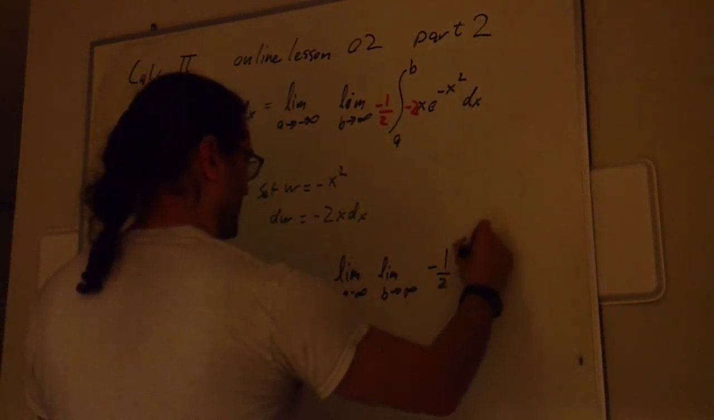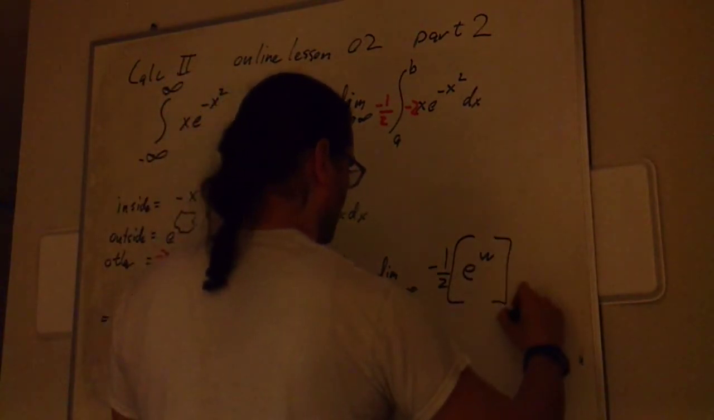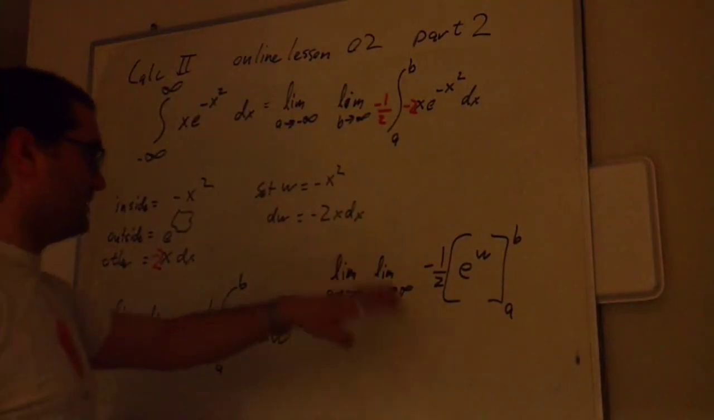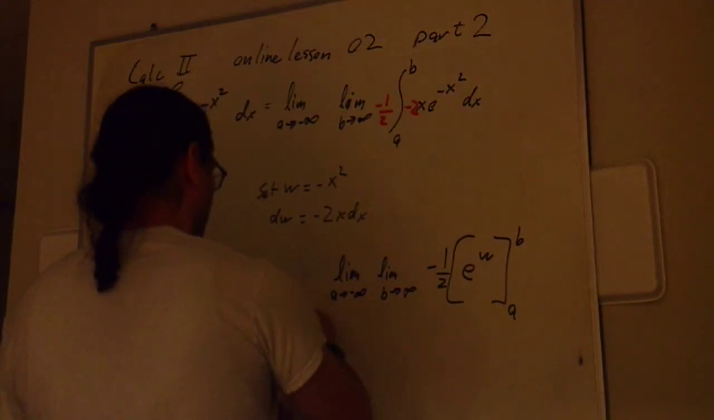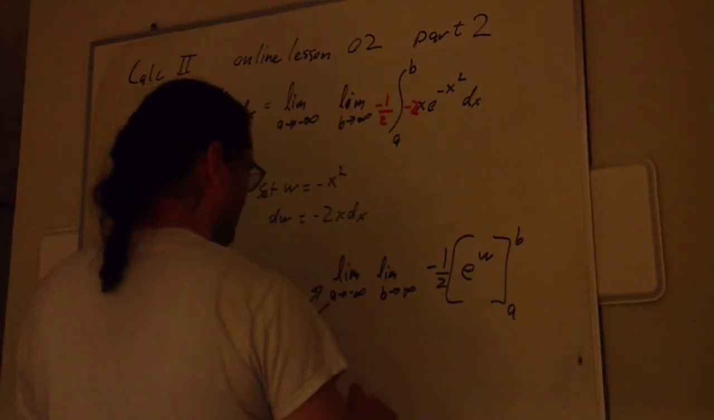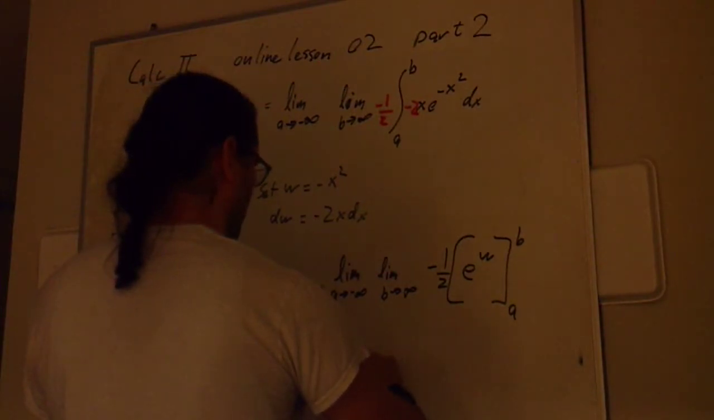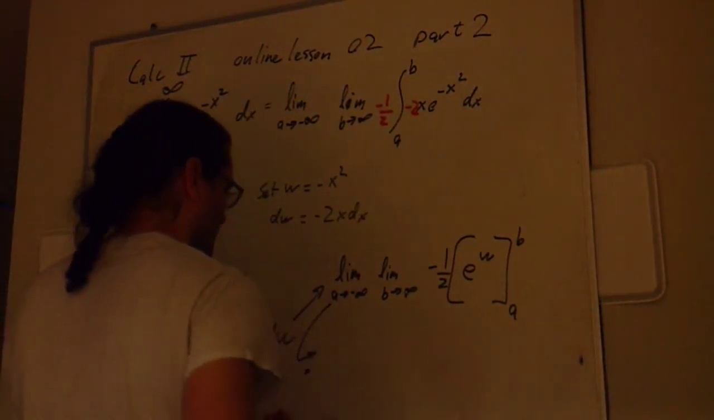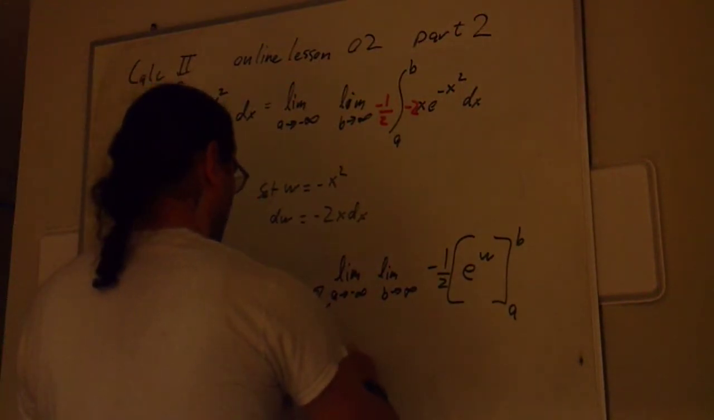Negative 1/2 stays around. The integral of e to the w is e to the w, and I'm evaluating from a to b. I need to unsubstitute. Negative 1/2. I forgot to write my limits. I need a bigger board if I'm going to write this many limits.